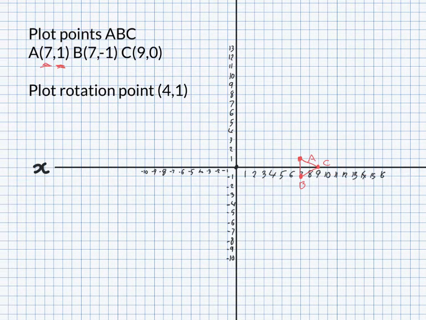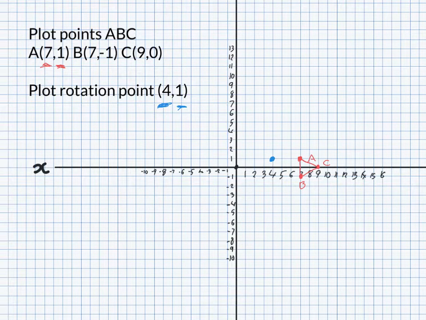Next, it wants me to plot a rotation point. Now my rotation point is at 4 on the x-axis and 1 on the y-axis. So 4 on the x-axis and 1 on the y-axis is right here. And that's my rotation point.